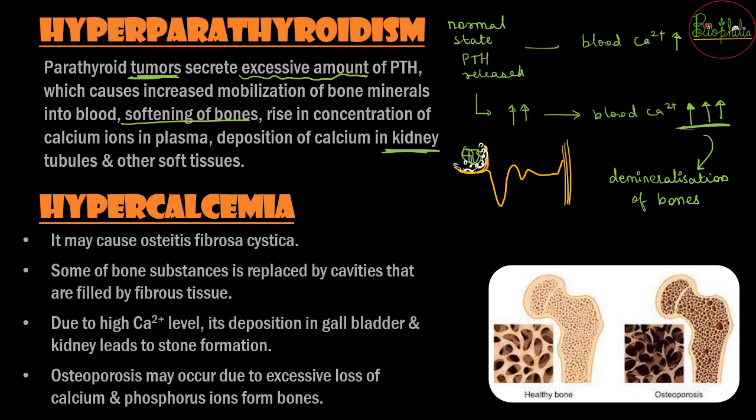So hyperparathyroidism से how the kidney can be damaged, how the other soft tissues, हो सकता है soft tissues like heart में अगर deposition हो जाएगा calcium का, what will happen, the heart will not be able to pump itself. Other soft tissues, lungs में होगा, lungs expand नहीं हो पाएंगे. There can be many complications if the blood calcium level increases.